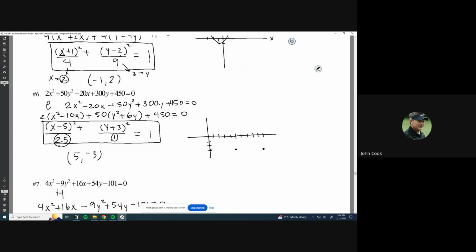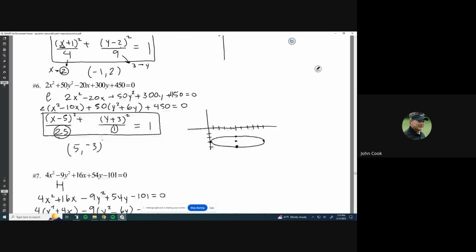And then in the y direction, it's going to go up and down by 1. So up by 1 and down by 1. So it'll look something like that. It's a fairly eccentric ellipse, like squished or something.